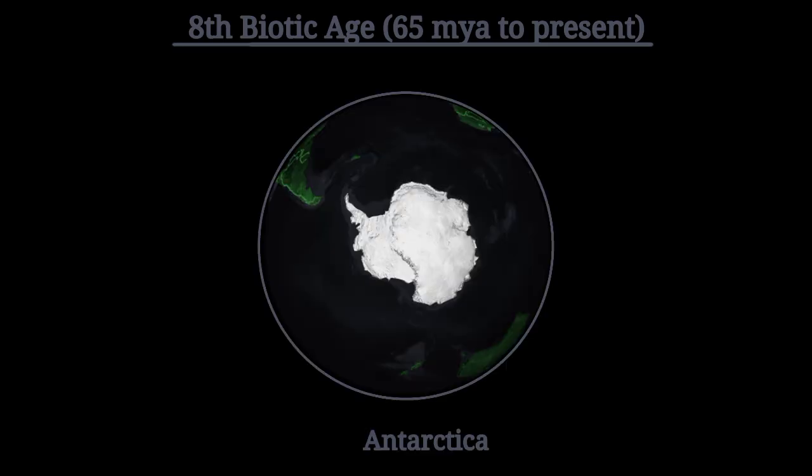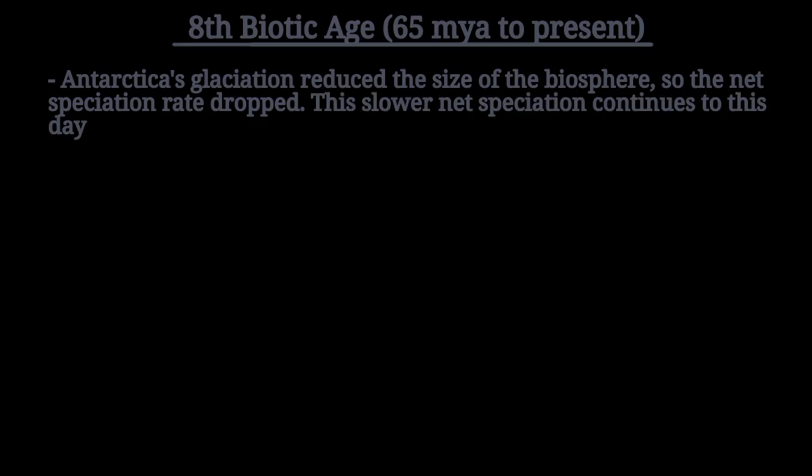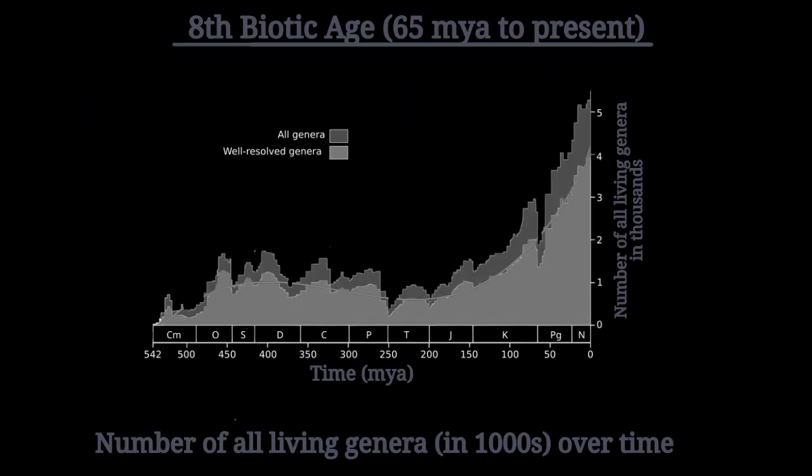Ice sheets formed in Antarctica around 35 million years ago. This decline in the biosphere's size caused a corresponding decline in net speciation rate. This period of slower net speciation continues to this very day. A chart documenting the number of genera shows that there were 2,000 genera around 65 million years ago. That number had risen rapidly to about 4,000 around 35 million years ago and has continued to rise since, but much less drastically. It is not surprising then that after 35 million more years, it currently stands at just 5,000.